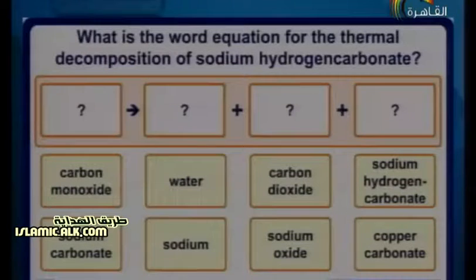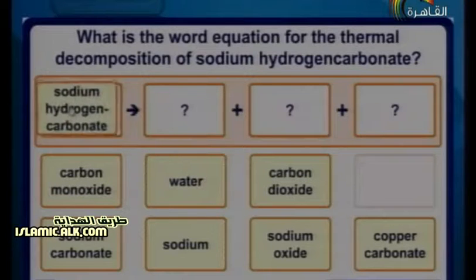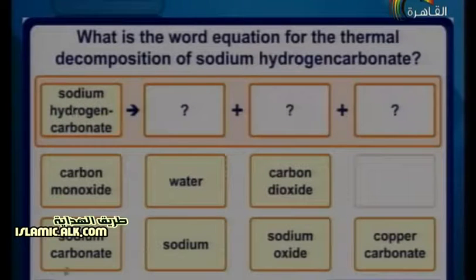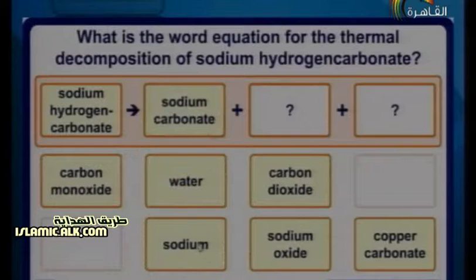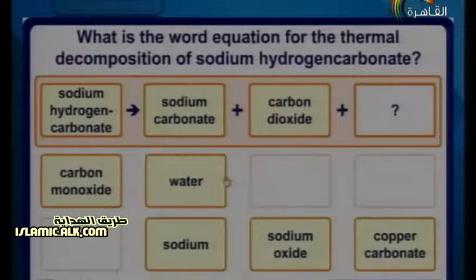In this type of question, we have: what is the word equation of the thermal decomposition of sodium hydrogen carbonate? Hydrogen carbonate means bicarbonate. So the options are carbon monoxide, water, carbon dioxide, sodium hydrogen carbonate. Sodium hydrogen carbonate is the first one, the reactant. And we have sodium carbonate that moves out, and we have carbon dioxide and we have water.